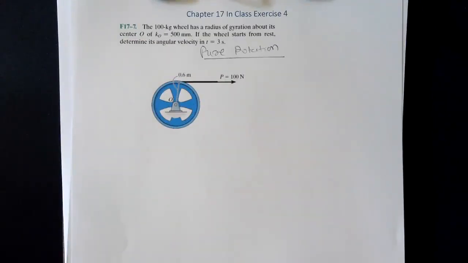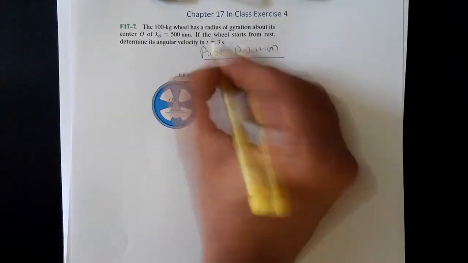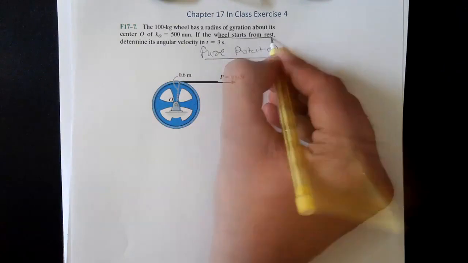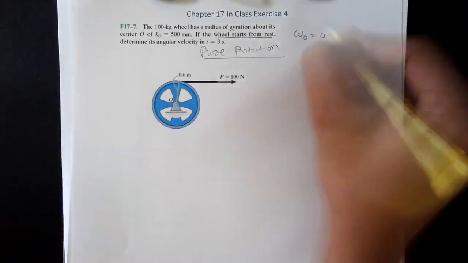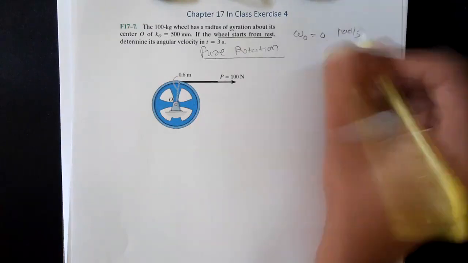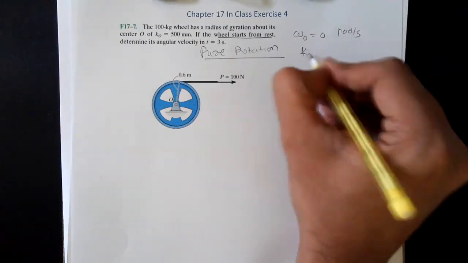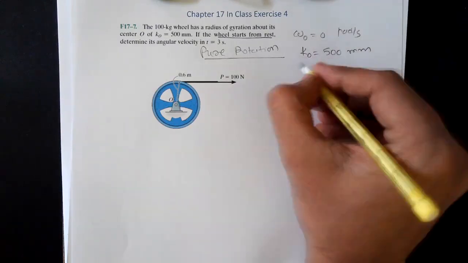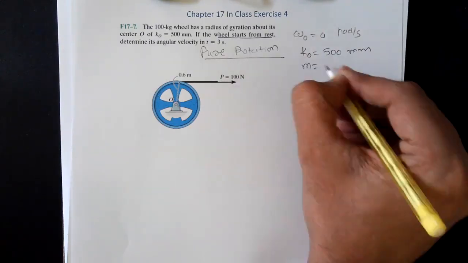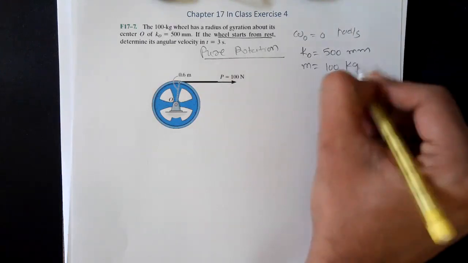So let's identify the information from the question. What we know is useful. It's starting from rest, which means its initial angular velocity is 0 radians per second. We know the radius of gyration, which is 500 millimeters. And we also know the mass of the wheel, which is 100 kilograms.